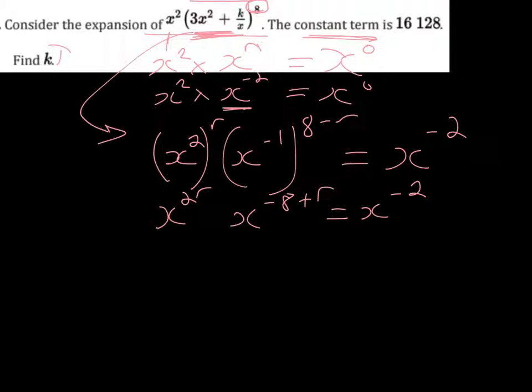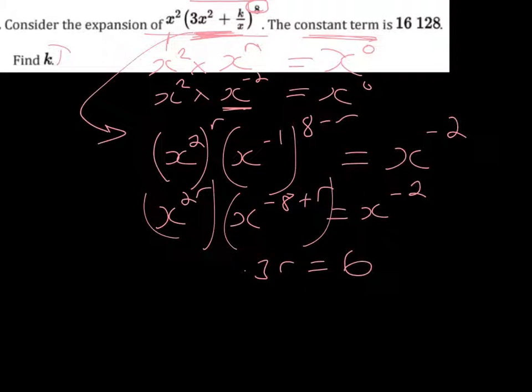And then when we're multiplying, remember the laws of indices here, we're going to add those. So we can say that 2r plus r is going to give us 3r. And then if we take this negative 8 over here, that's going to become positive 8. So we can say that 3r equals 6. So therefore r equals 2.